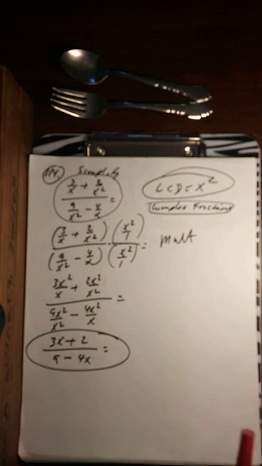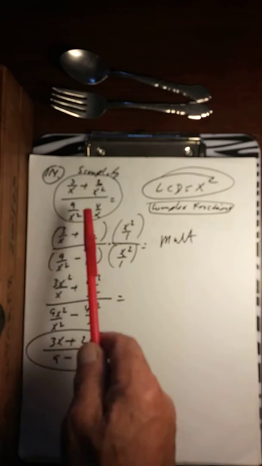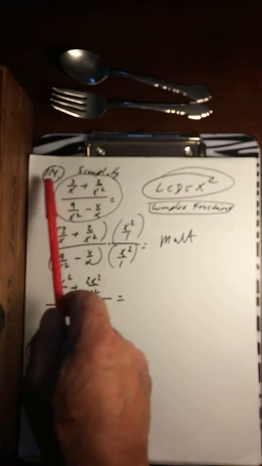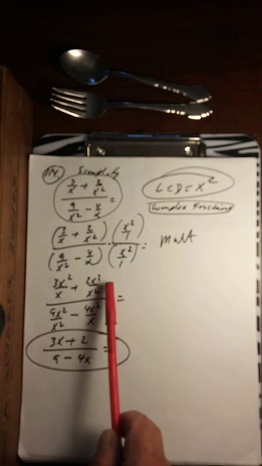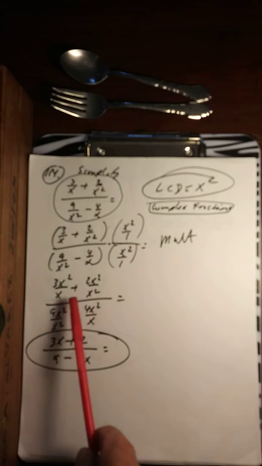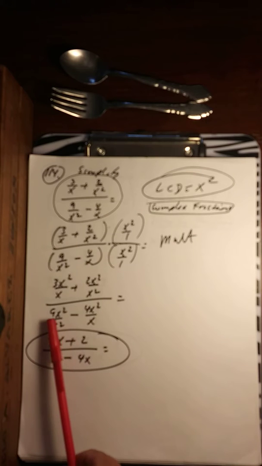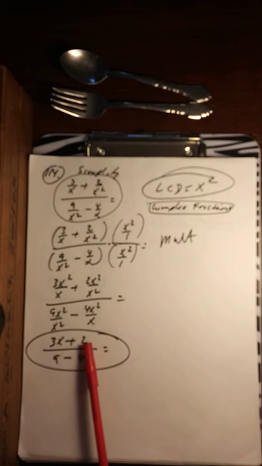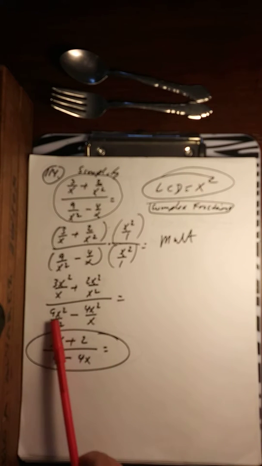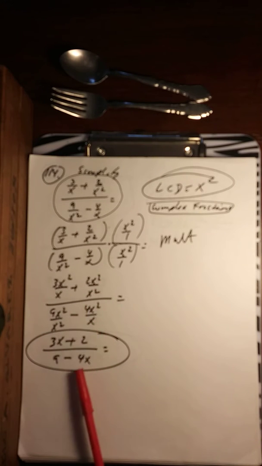Okay, more complex fractions. Fractions of fractions. Multiply by the LCD, which is x squared. So x squared turns that one, x squared turns that one. We're going to have 3x squared over x, 2x squared over x squared, 9x squared over x squared, 4x squared over x. Now these simplify to 3x, this simplifies to 2, this one simplifies to 9, and that one simplifies to 4x. So 3x plus 2 over 9 and 4x, that's it, we're done.